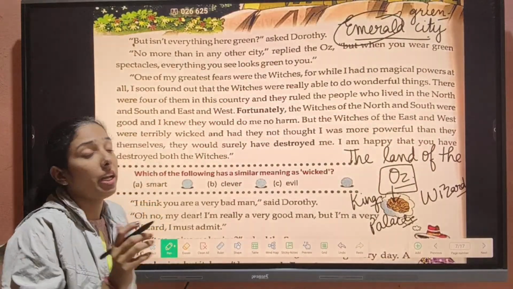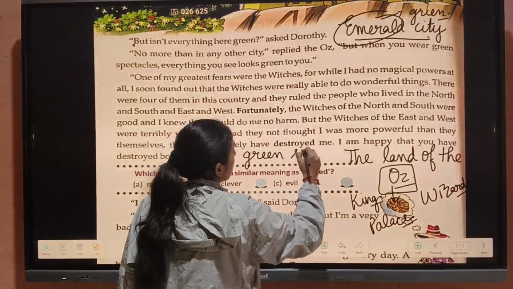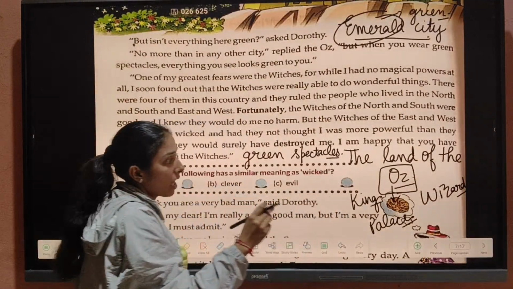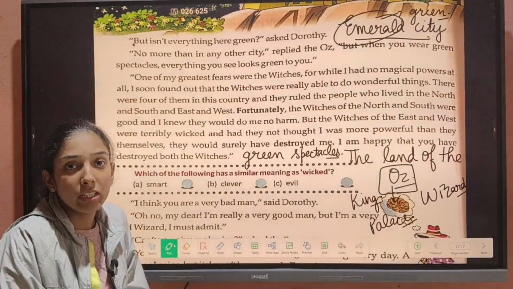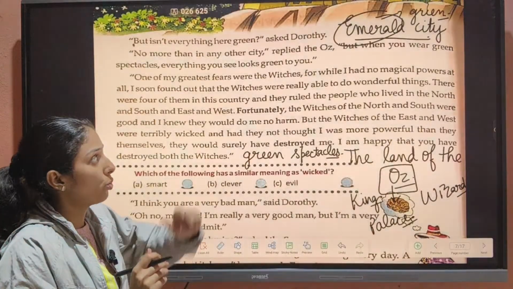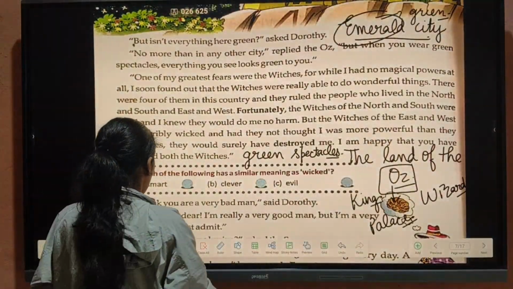And beta, he gave green spectacles to everyone who lives in the land of Oz in the Emerald City, so that whatever they will see, it is green in color, to make the name fit better. Okay. So now what happened?